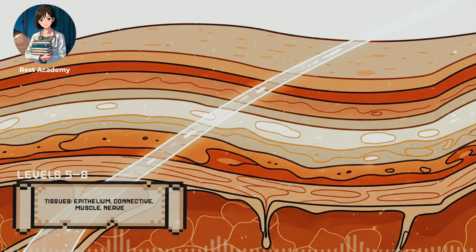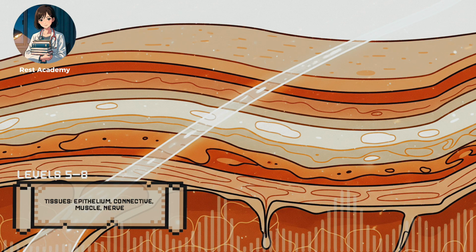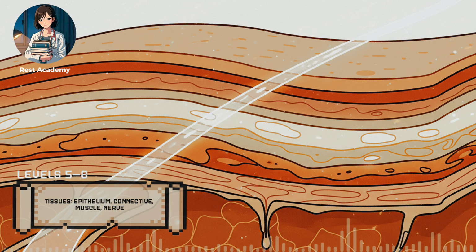Apical specializations refine function. Microvilli, tiny projections that increase surface area, amplify absorption in the gut. Cilia, motile hair-like organelles, move mucus across the airway and sweep ova along the uterine tube. The basal surface attaches to the basement membrane through hemidesmosomes, anchoring the sheet to a stable foundation.